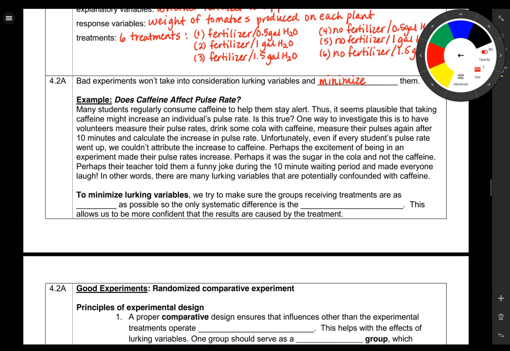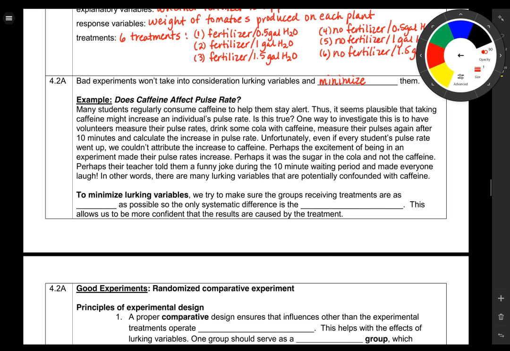Or maybe someone farted in class and everybody's laughing. And so their pulse rate was higher for that reason. In other words, there are many lurking variables that are potentially confounded with caffeine. And then you're not going to be able to say that caffeine affects pulse rate.